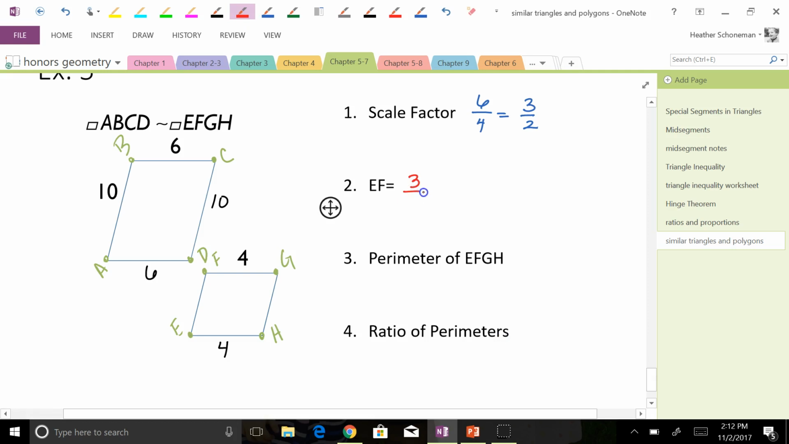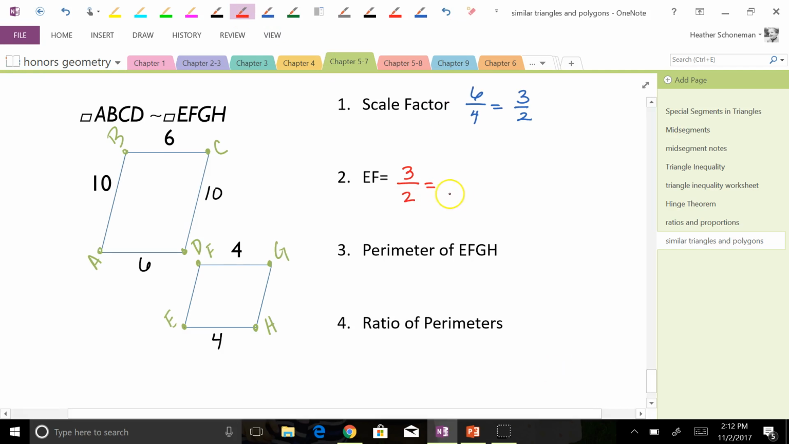So we start with the scale factor. Oops, I wrote the wrong scale factor. Take 2. 3 to 2. And now we need to find EF. Well, if I look at my picture, EF is right here in the small parallelogram. We've been putting the small on the bottom this time, so we'll put X there. And that matches up with 10. Alright, so I'm going to cross multiply, and I get 3X equals 20, so X equals 20 thirds.